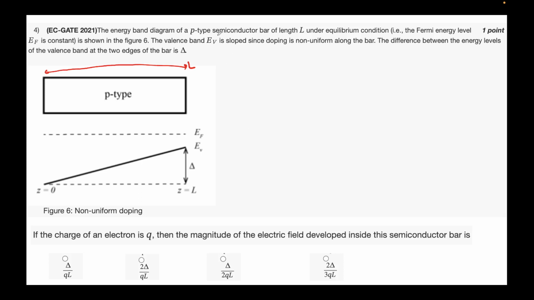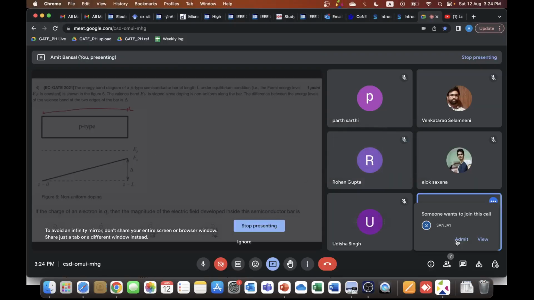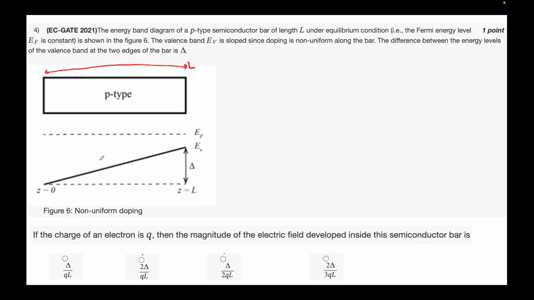Okay, next it says that the valence band EV is sloped since doping is non-uniform along the bar. So here the doping is non-uniform. We saw in the last session that if EV and EF are close, this means a material is highly doped with acceptors. If EF is far apart, or EF is at the center, equal to EI, this means it's intrinsic. So the closer EF moves to EV, the higher the doping.